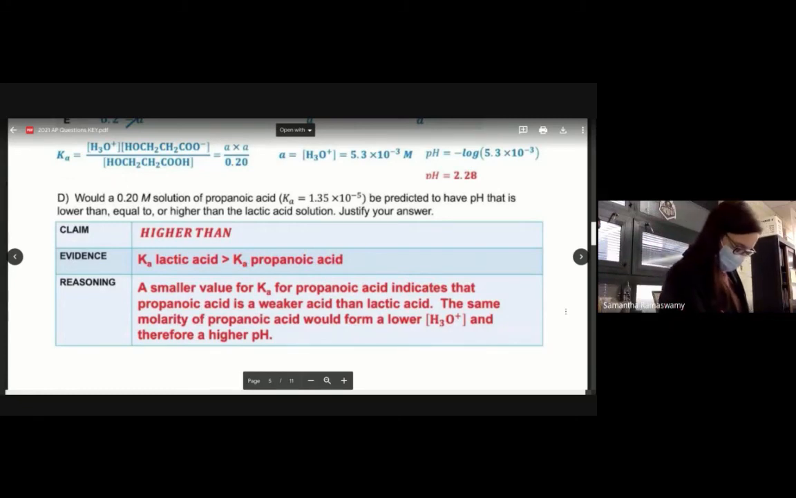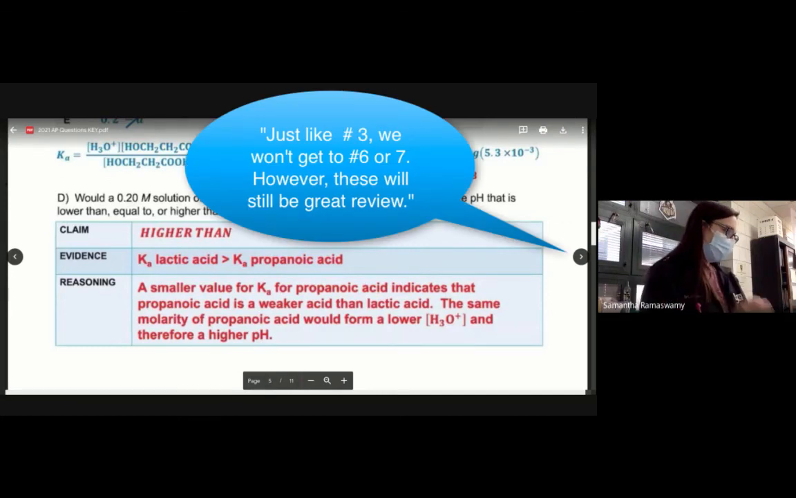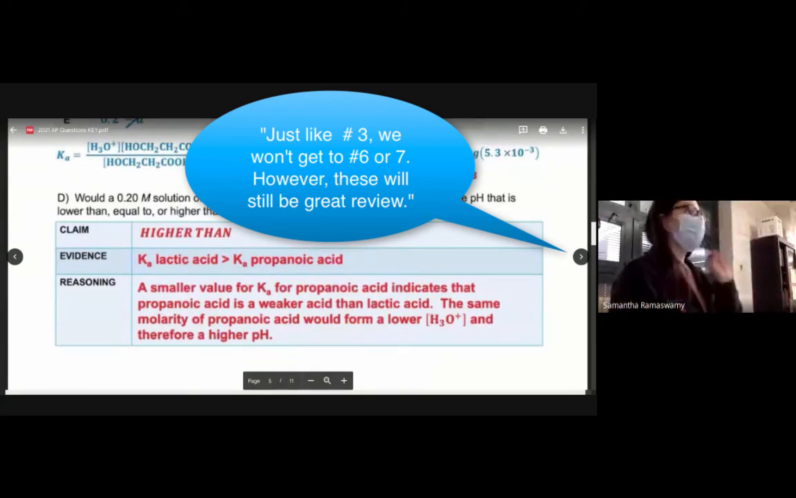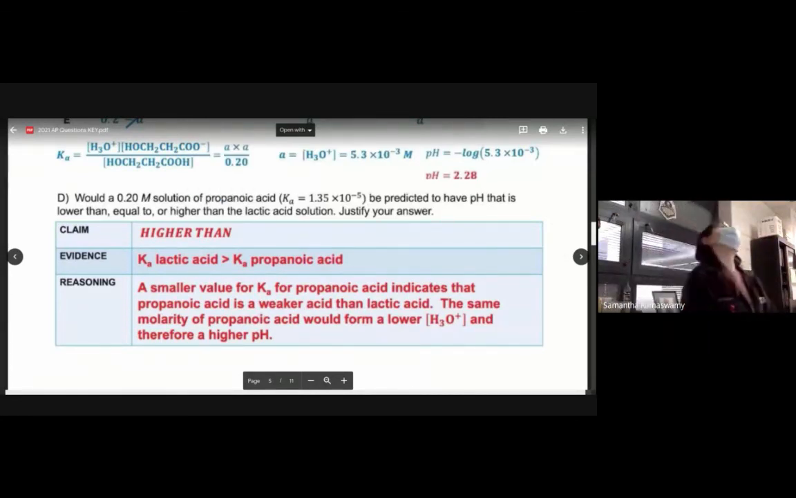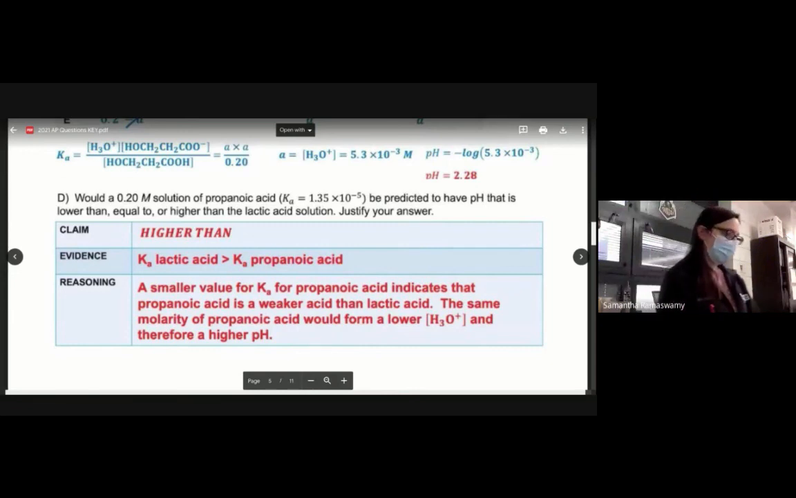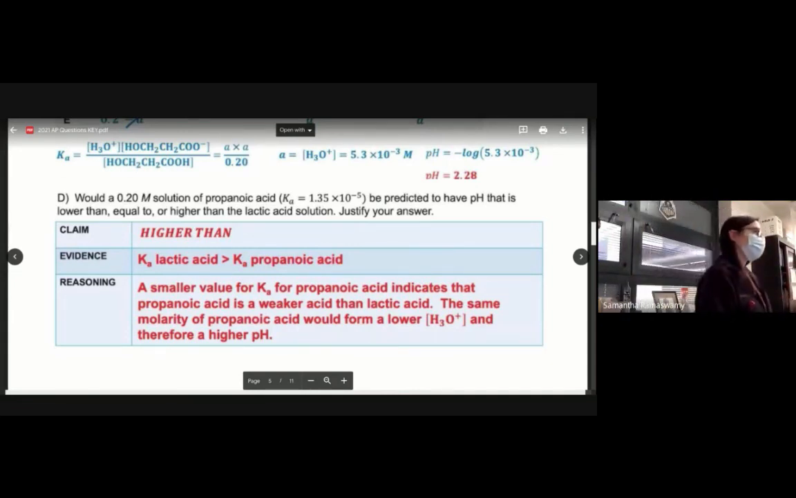Any questions on number 5? Okay, so just like we get to 3, we also will not get to 6 and 7. If you want to make yourself a note, again, 3, 6, and 7 are all going to be very good review. Especially number 6 because it has percent ionization. So look at 3, 6, and 7 at some point, and 8 as well. 8's a weak base. We're not going to get to that one.